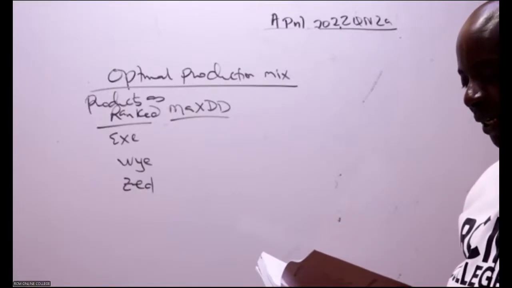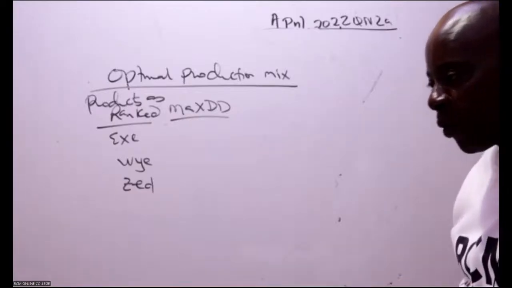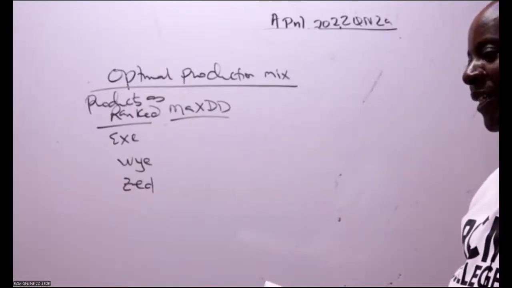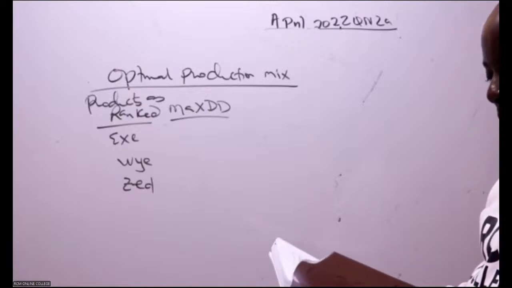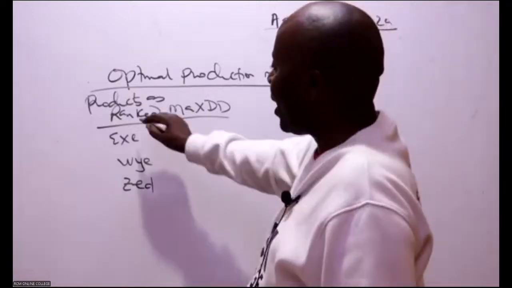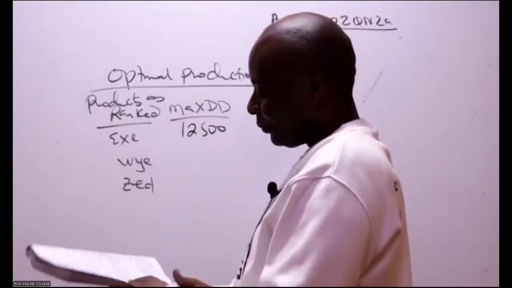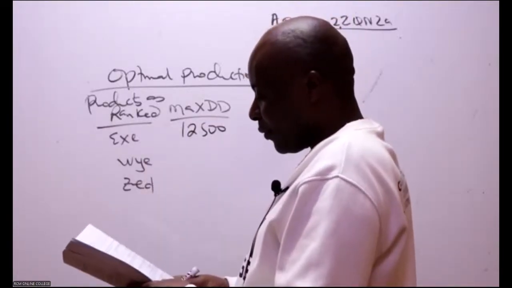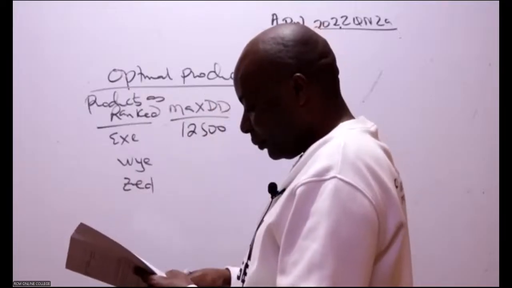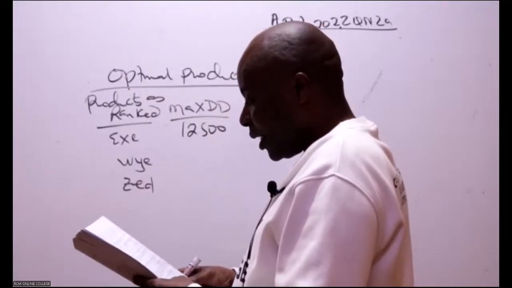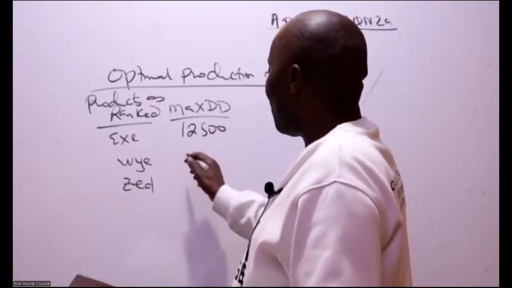Maximum demand is given in note number 4. Maximum demand is given in note number 4. Yes, so we have here 12,500. Fortunately, they are following that order. So 12,500, then 7,500 and 8,000.